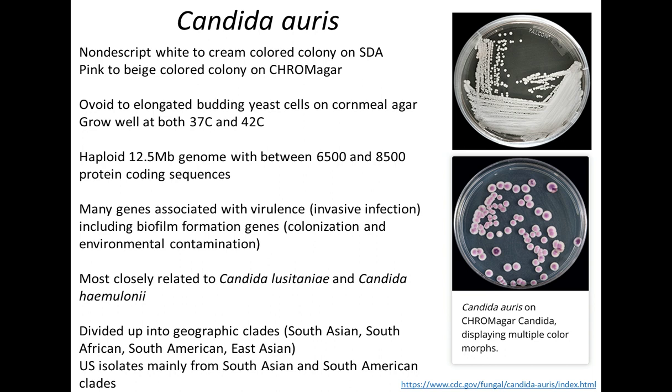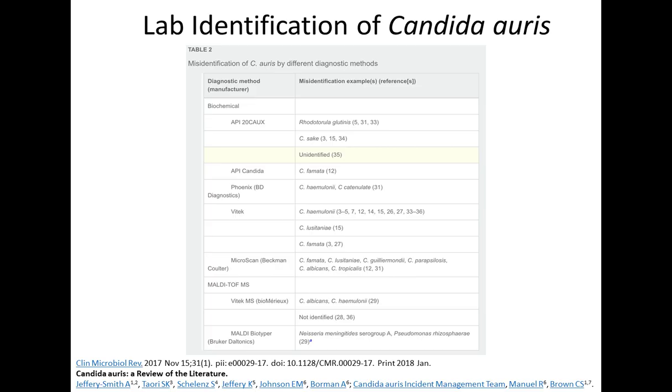This becomes a large problem for laboratories because these are two of the identifications that are most often misidentified as Candida auris, or Candida auris is misidentified as these two organisms. So it's divided up into geographic clades: South Asian, South African, South American, East Asian, and most U.S. isolates are mainly from the South Asian and South American clades.